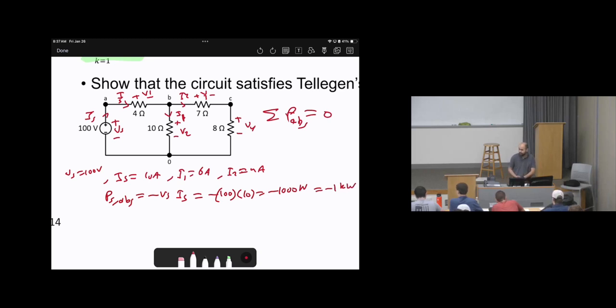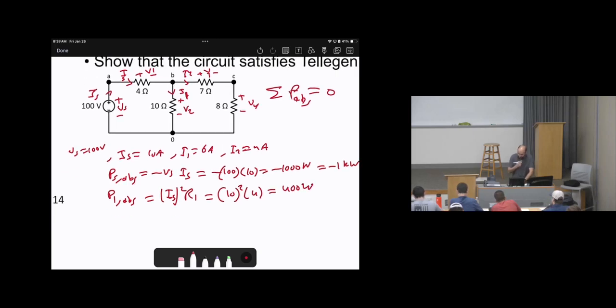That's the first element. The second element: to calculate the power absorbed for element 1, I prefer, again, to use I squared times R. Since all of these are resistors, it will be positive. So it will be I source squared times R1. I source is 10, squared, times R1, which is 4. So the answer will be 400 watts.